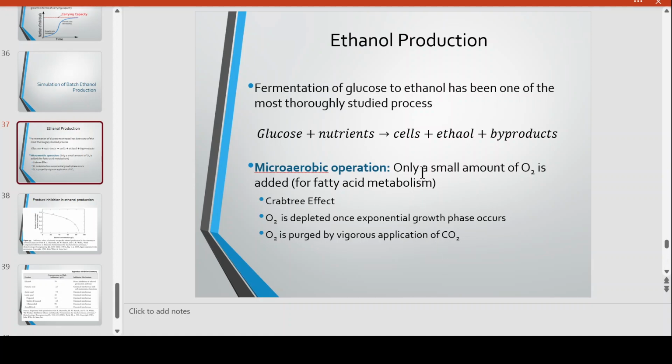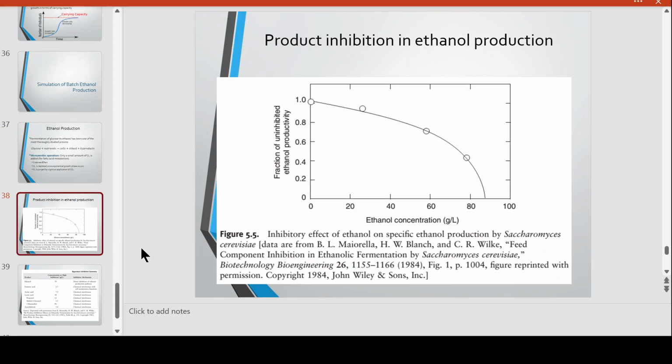So it's a microaerobic operation. That means only a small amount of oxygen is needed, because it is added for the sake of fatty acid metabolism. And hence you will observe here a Crabtree effect, where your oxygen is depleted once the exponential growth phase occurs, and oxygen is purged by the vigorous application of carbon dioxide. We only need to limit the amount of oxygen.